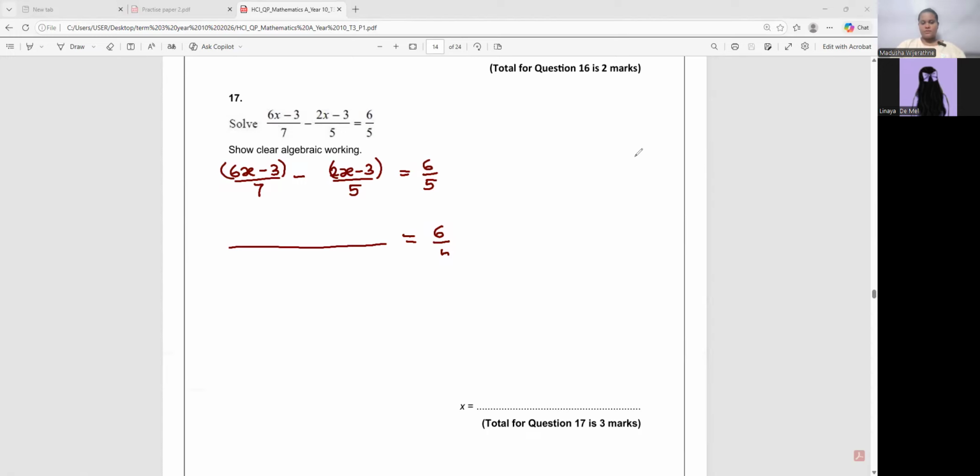These are fractions. Denominators are 7 and 5. So first simplify the left hand side. Right hand side, keep it as it is. This is 6 over 5. So 7 and 5, what is the common denominator?